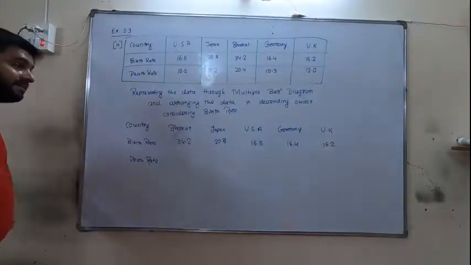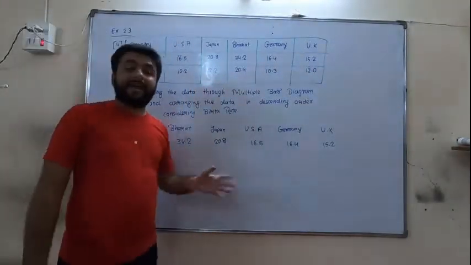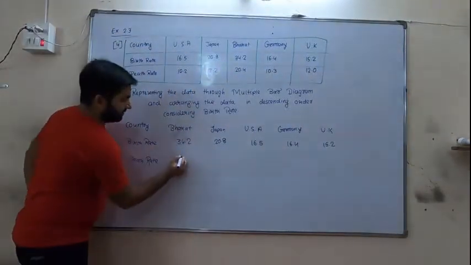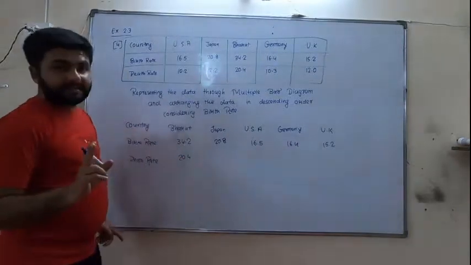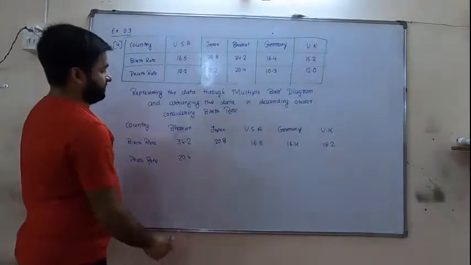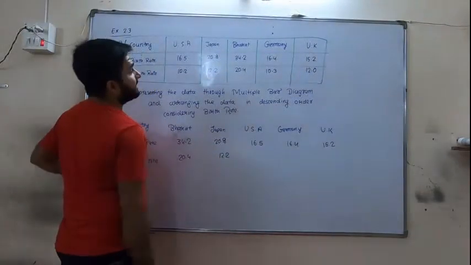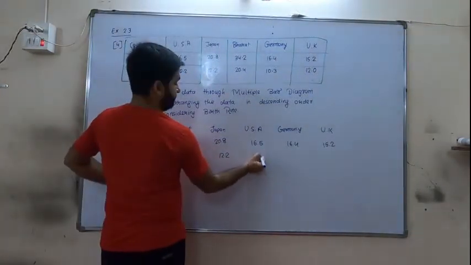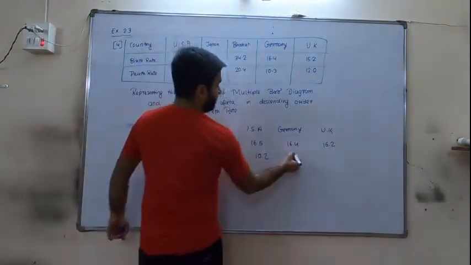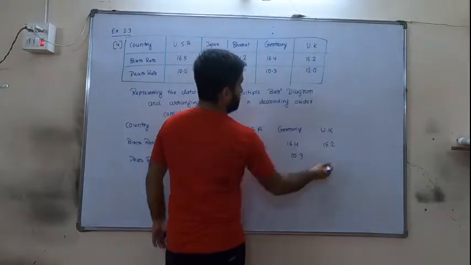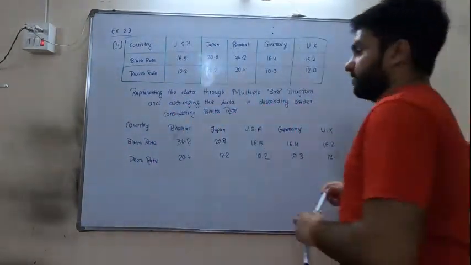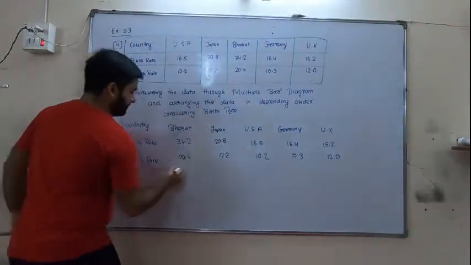Okay, now death rate, do not arrange. Write only which country is given. First, Bharat is given, so Bharat 20.4. See, we are not arranging death rate. We are just writing the death rate, it is given directly. Then Japan 12.2. Then USA 10.2. Then Germany 10.3. UK 12.0. Okay, so arrangement is over.